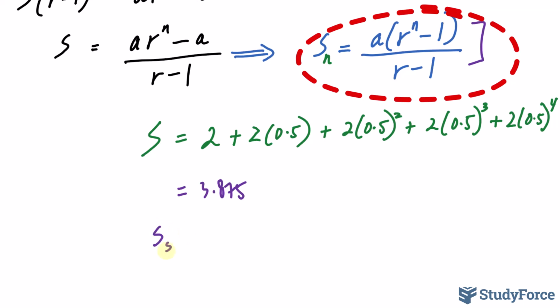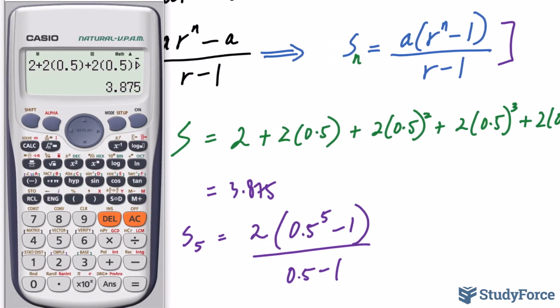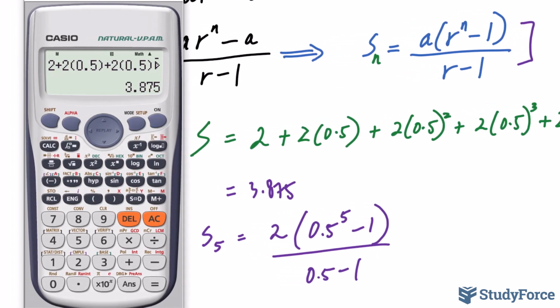So I'll write down s sub 5 is equal to, a represents the first term in the series, so 2 times r represents the common ratio, 0.5. n represents the number of terms, that's 5 take away 1 over 0.5 take away 1. Using our calculator again, 2 times 0.5 raised to the power of 5, take away 1, divided by 0.5 take away 1, and we get the same output being 3.875.